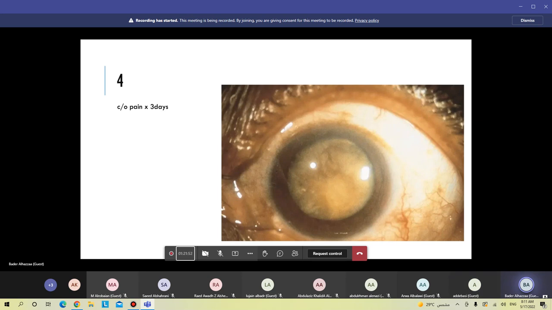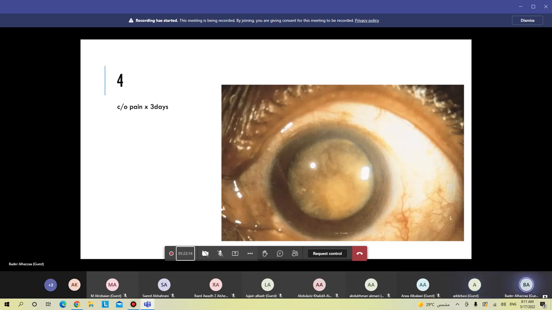What about the investigation? What do you want to do? If there is no view, I'll do a B scan. Yes. To see the fundus and to check if there is cupping or not, as well as I'll measure the IOP if it is high or low.